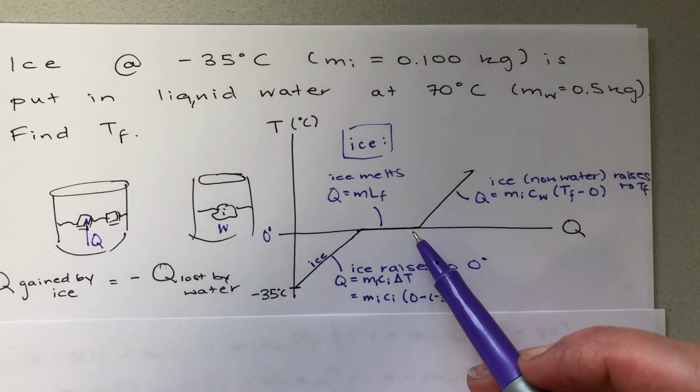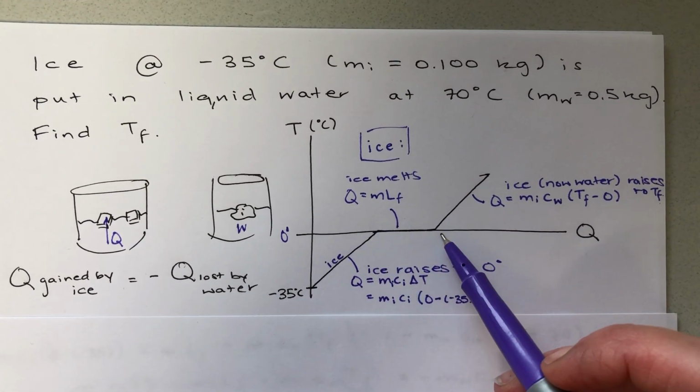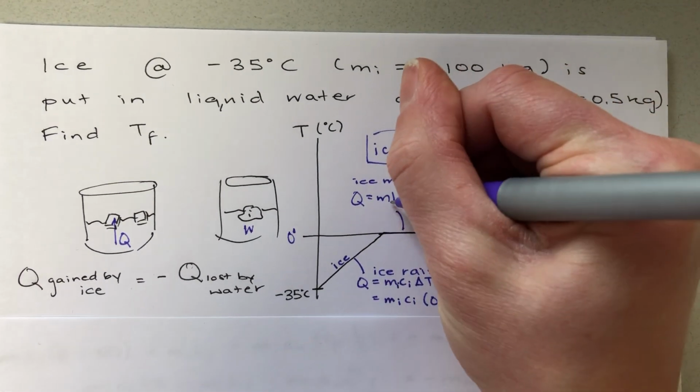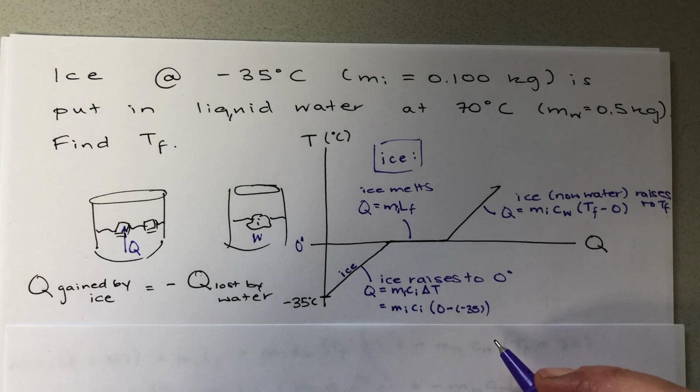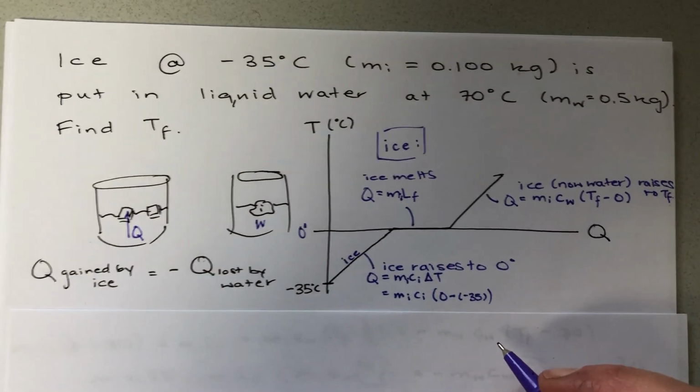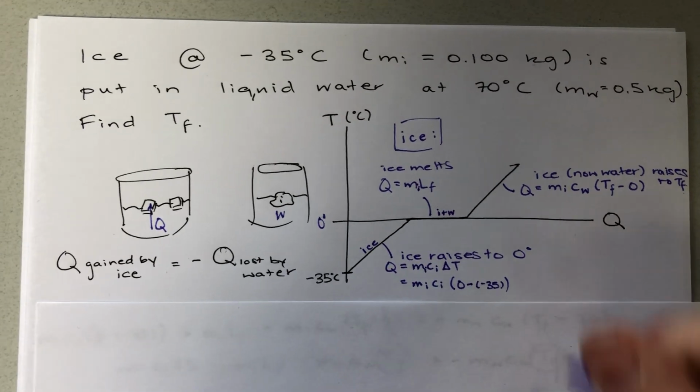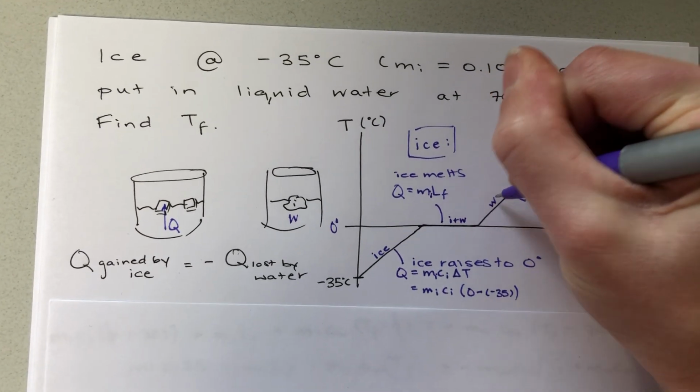In the second stage, the ice melts. So this is Q equals MLF, where the LF is given by the latent heat of fusion for water. So here it's kind of a mix of ice plus water. And then in this third stage, it's all water.